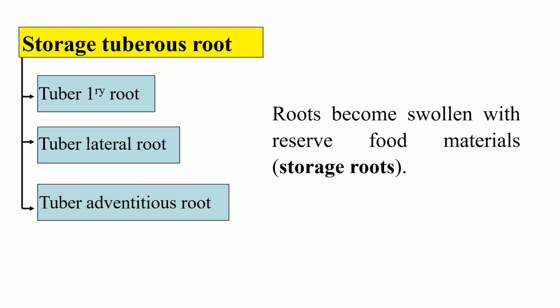The storage roots or tuberous roots are roots swollen due to the presence of reserved food material. If the primary root is used as a storage organ, it will be called tuberous primary root, and so on. If the lateral root is swollen, it will be called tuberous lateral root. And also the adventitious root, if it is swollen due to the presence of starch, for example, it will be called tuberous adventitious root, and so on.